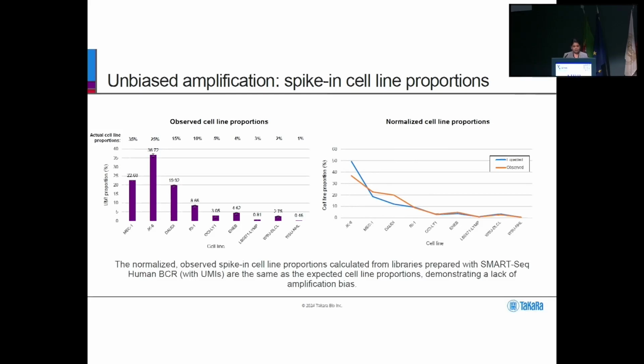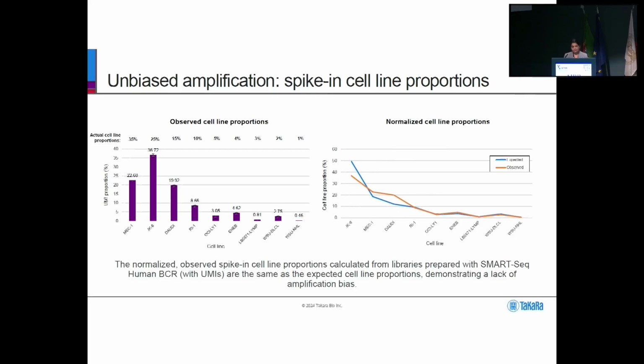This graph on the left shows the abundance of cell lines from NGS data. We see that JK6 is the most abundant cell line from the NGS data, while JK6 is the second most highly spiked in. It's spiked in at 25%, while MAC1 is spiked in at 35%. But it makes sense because JK6 is found to be expressing higher as compared to other cell lines.